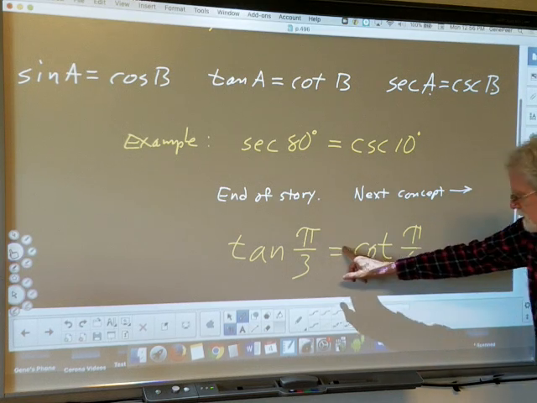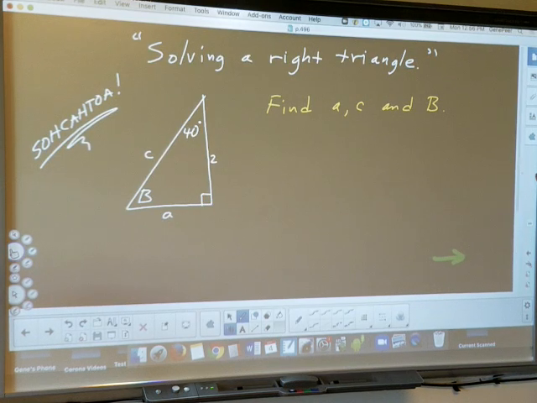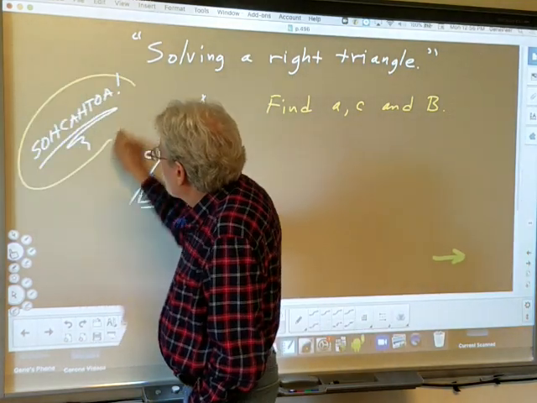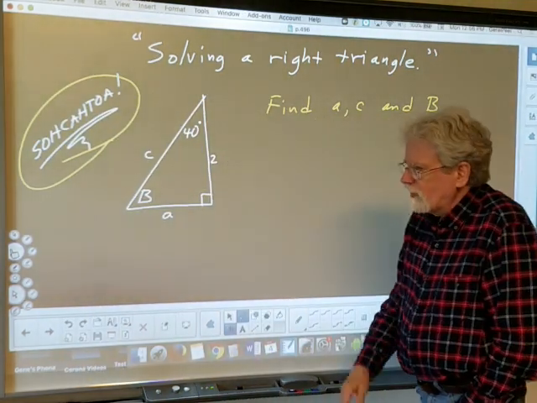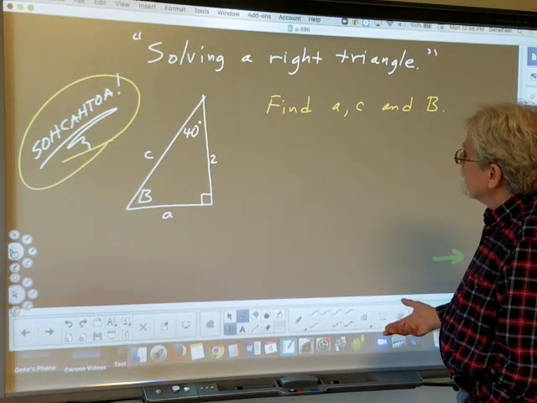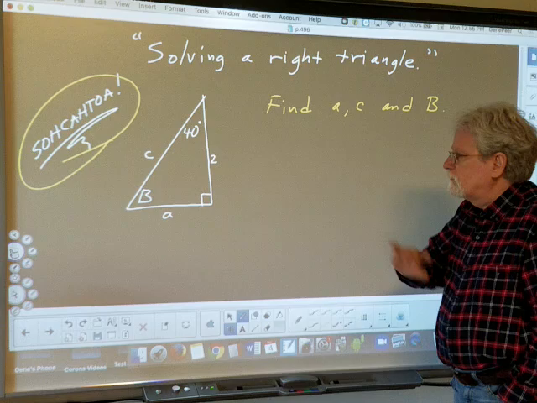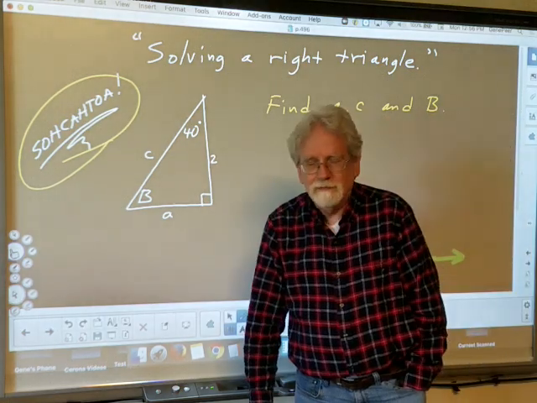Therefore, they must be equal. Okay, next. Solving a right triangle. This is all about SOHCAHTOA. This entire section is really just a review of SOHCAHTOA, one could say. Okay, solving a triangle. To solve a right triangle means to find everything they didn't give you.